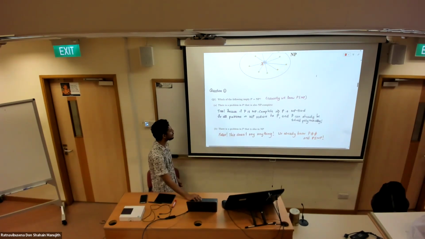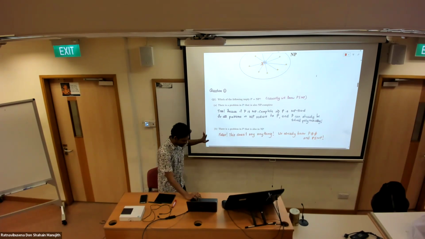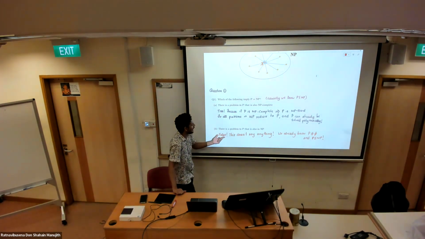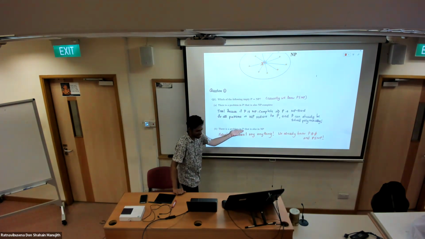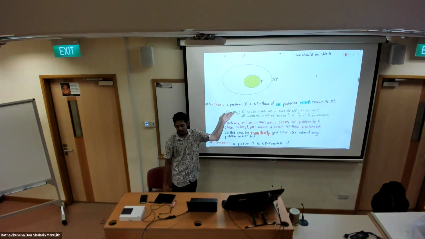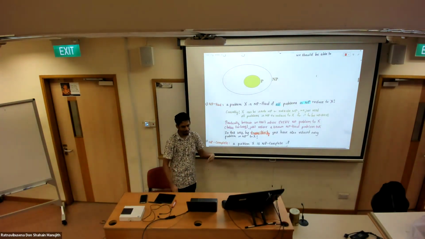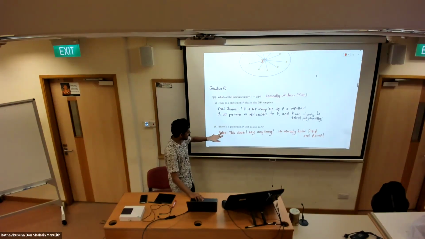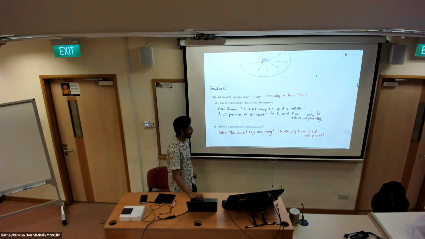I'll just show the answer. There's a problem in P that is also in NP. What I mean is this: it is false in the sense that this does not prove P equals NP. This statement itself is not false. Surely there's a problem in P that's also in NP, because P is a subset of NP. So when I say false, I mean this does not prove P equals NP.